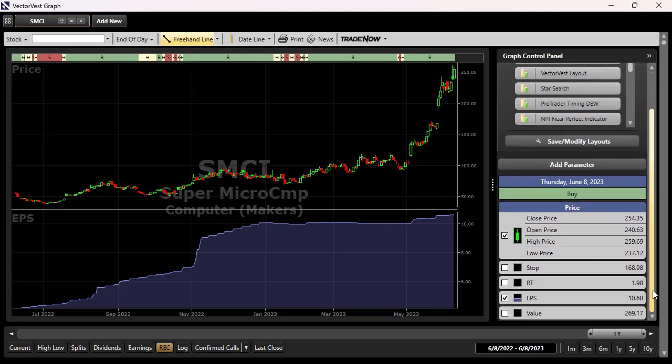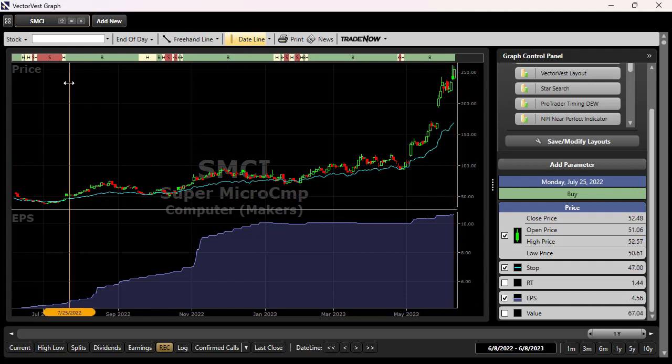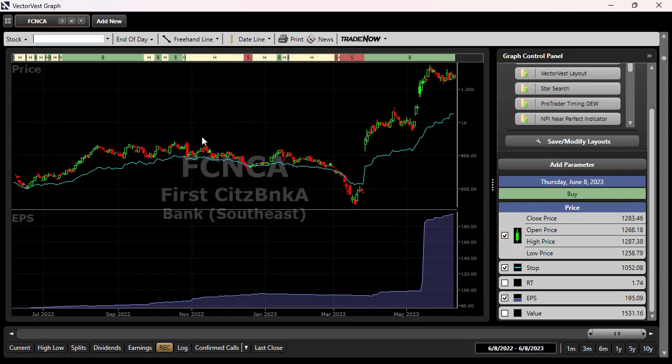SMCI got sell ratings when the price closed below our VectorVest stop price. But notice the correlation. If I take the date line here, when I get the buy rating, prices rising. I get the sell rating, prices falling. Go back to the buy rating, prices rising, right? So there's that nice correlation. And as I look through these other graphs, when the stock gets a buy rating, price is appreciating. When we go to the hold and the sell, price is falling back.